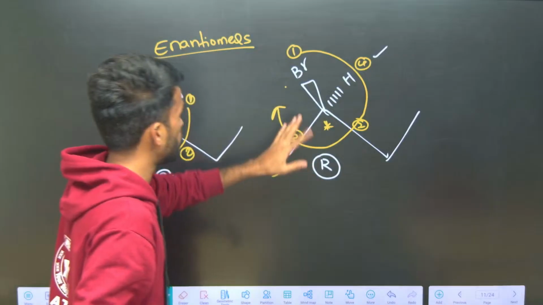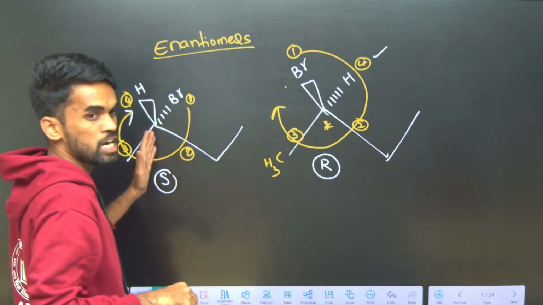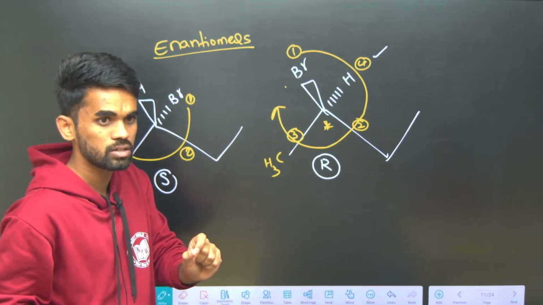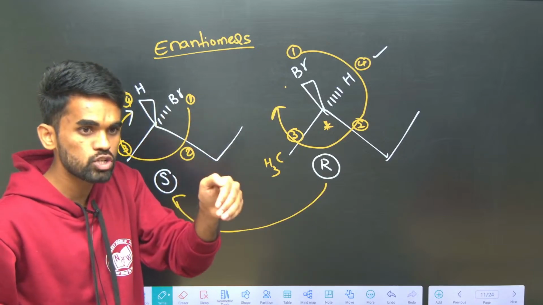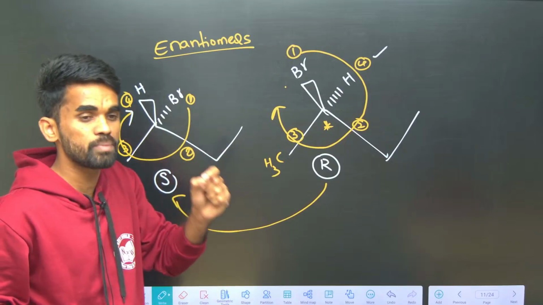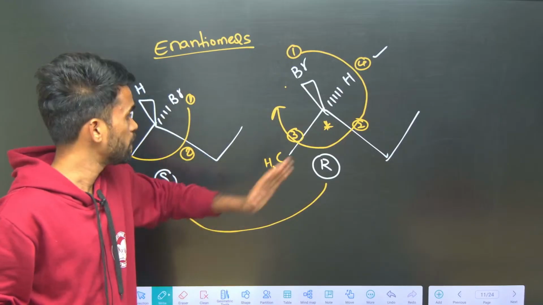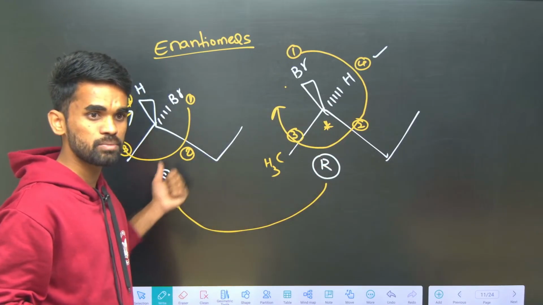Okay. So now, going from one enantiomer to another enantiomer, what happens to the configuration? See, R becoming S. So in order to move from one enantiomer to another enantiomer, the configuration becomes opposite. If it is R, it becomes S. If it is S, it becomes R.